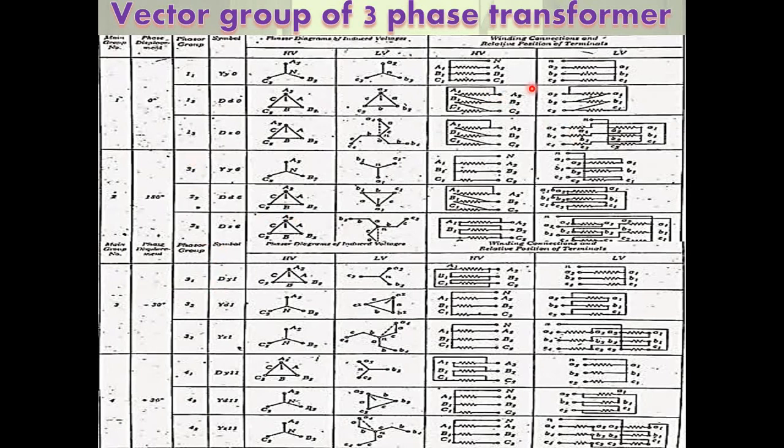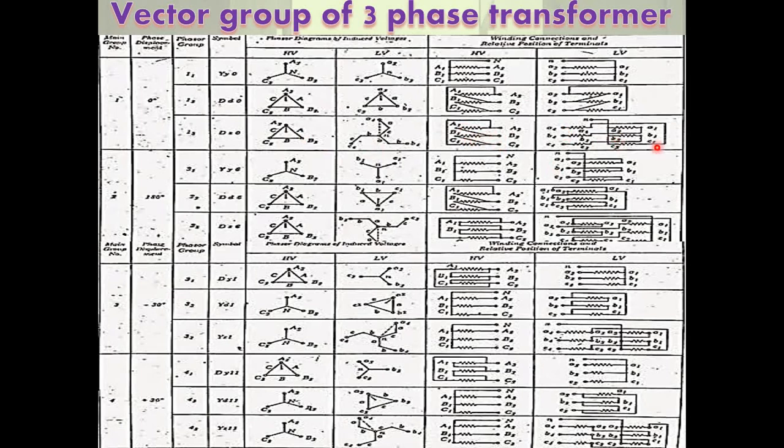This is the connections diagram. Here it is star star, so star and star connections. Here is delta delta, so delta connections. A1, B2, B1, C2, and C1, A2. So this is a delta type connections diagram. This is delta and this is zigzag. So the connection diagram is delta and zigzag.